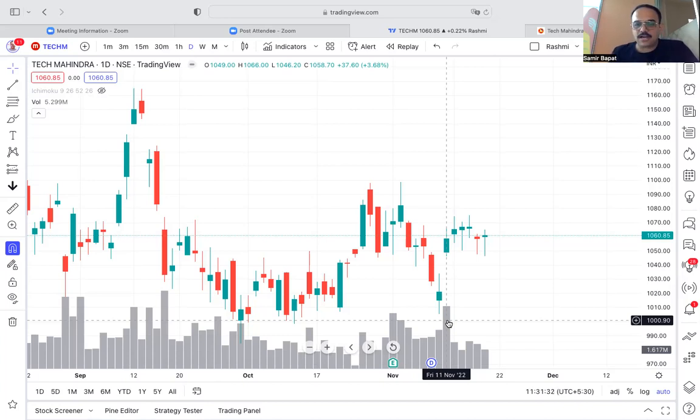Now coming to the question of Devesh. Devesh, these gray lines are the volumes. That is, how many shares were traded that day. So the more volume, the more number of shares, the taller the gray lines or gray towers will be. Volume is the number of shares. Okay, Devesh, you're okay? Great.